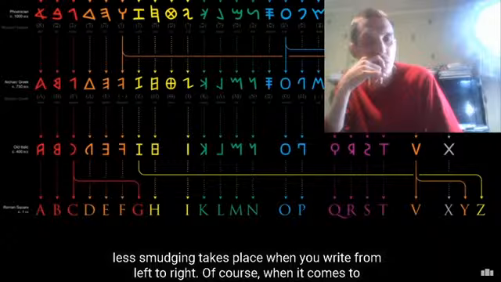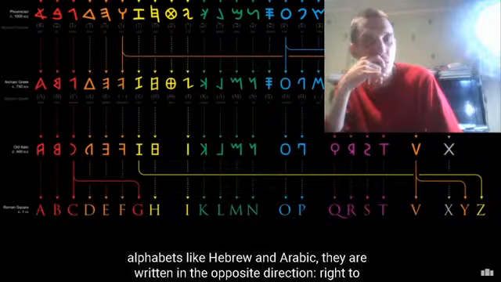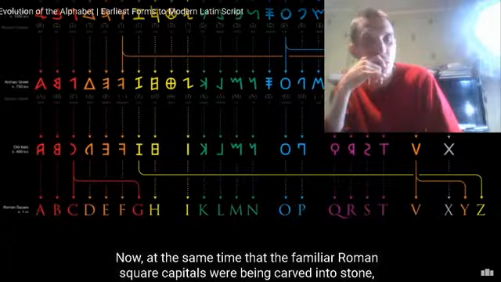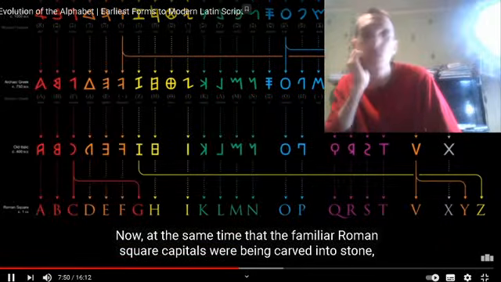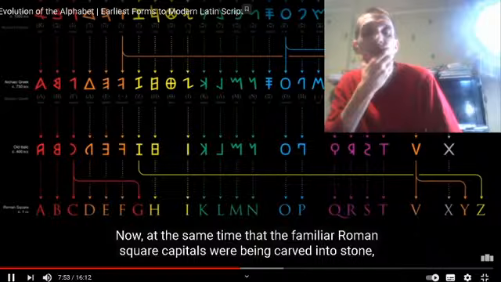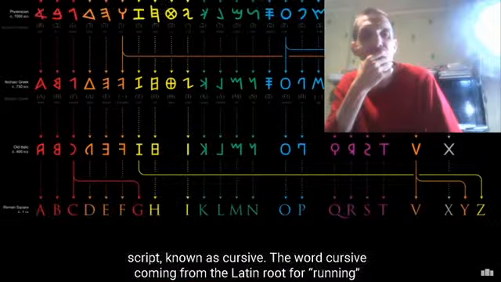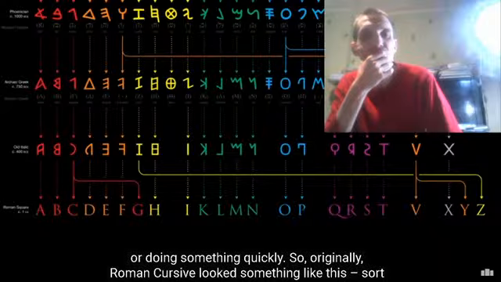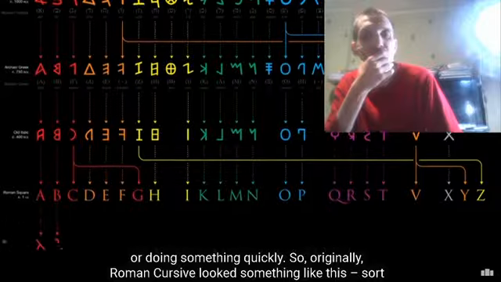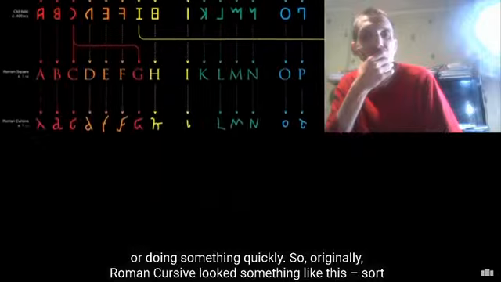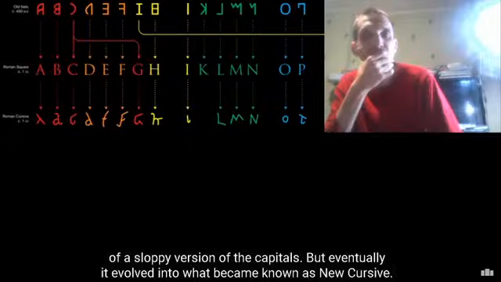Of course, when it comes to alphabets like Hebrew and Arabic, they are written in the opposite direction, right to left. Now, at the same time that the familiar Roman square capitals were being carved into stone, everyday writing, among those who were literate, was actually taking place in a slightly different script, known as cursive. The word cursive coming from the Latin root for running, or doing something quickly. So originally, Roman cursive looked something like this, sort of a sloppy version of the capitals.